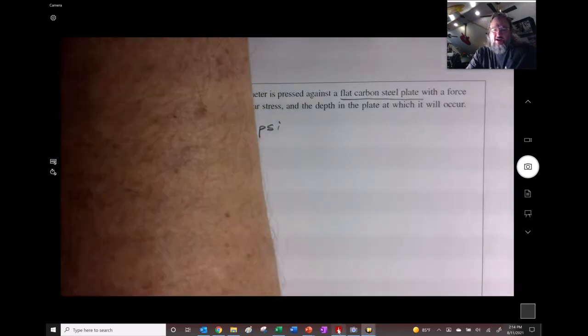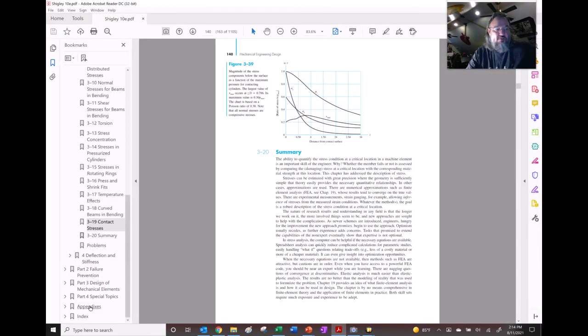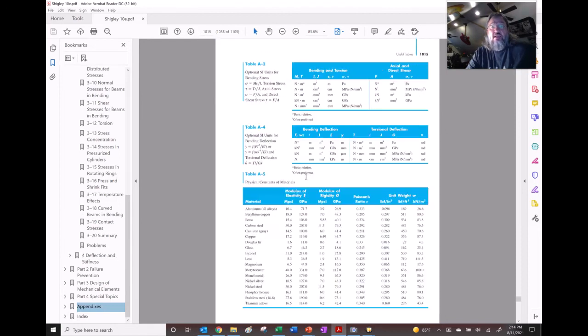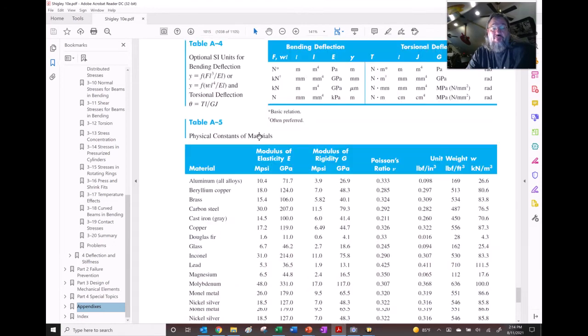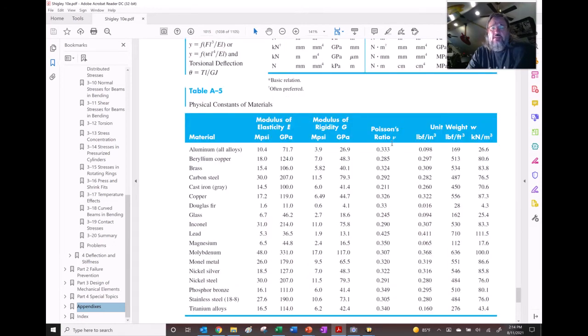If you wanted to find this in the book, and I don't think we've covered this yet, go to the appendices and look right here in table A5. You'll find a lot of basic modulus of elasticity, modulus of rigidity, Poisson's ratio, and even unit weight. If we just go carbon steel, boom, that has an elastic modulus of 30 million psi and a Poisson's ratio of 0.292.